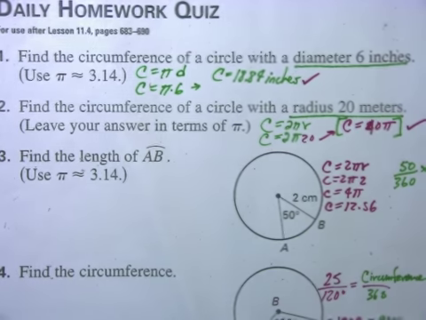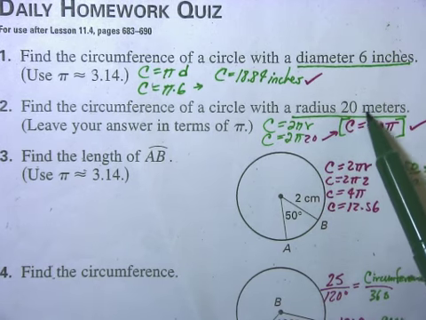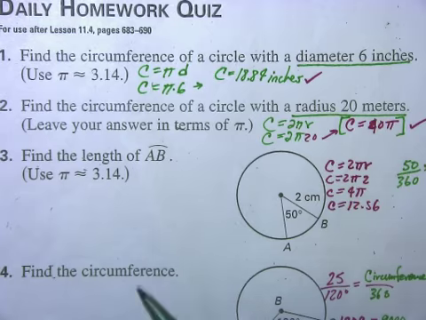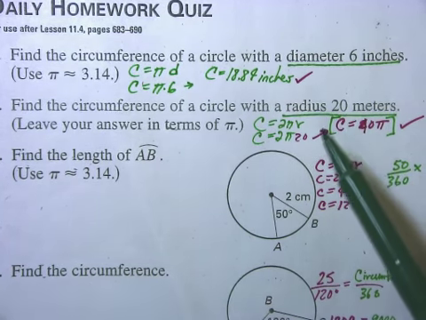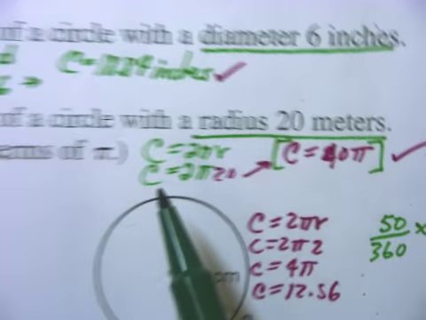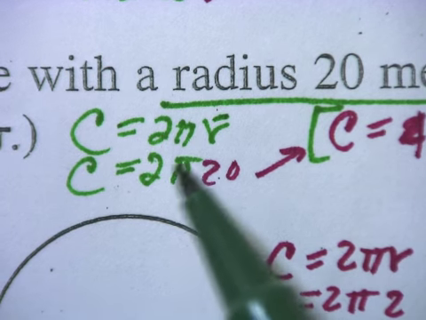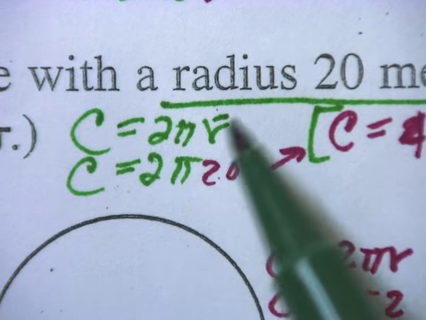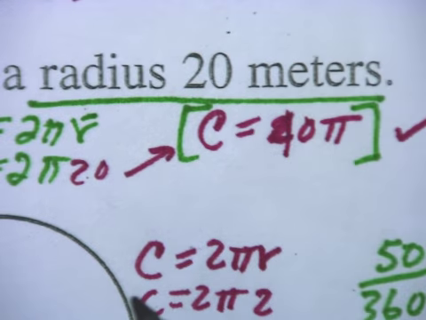Question number 2. They tell us, find the circumference of a circle with a radius of 20 meters and leave your answers in terms of pi. So they're telling me that the radius is 20 meters and they want the answer in terms of pi. Well, let's take a look here. You know that the formula for the circumference is 2 pi r. You know that the radius is 20, so the r is going to be 20, so it's going to be 2 times pi times 20.